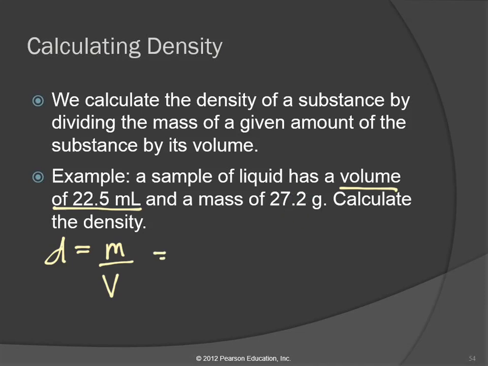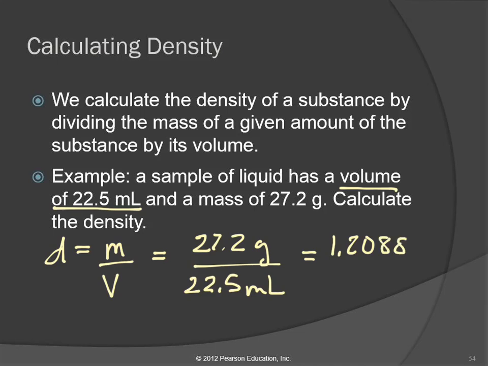So to calculate the density, we're going to take the mass, 27.2 grams, divide by the volume, 22.5 milliliters. You take your calculator and you do the division. My calculator has given me a big old mess of a number. 1.2088, and the 8's just go on forever, repeating. And then we look at the units. Do these units cancel out? No, they don't. So we just write them down as they are. So this is grams per milliliter.